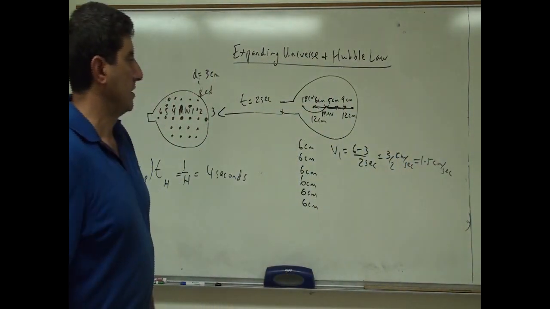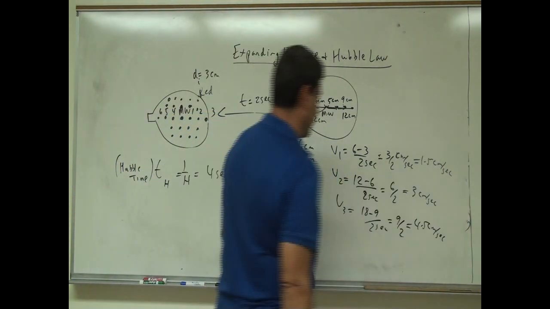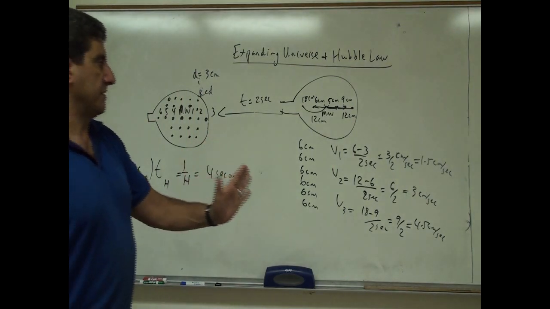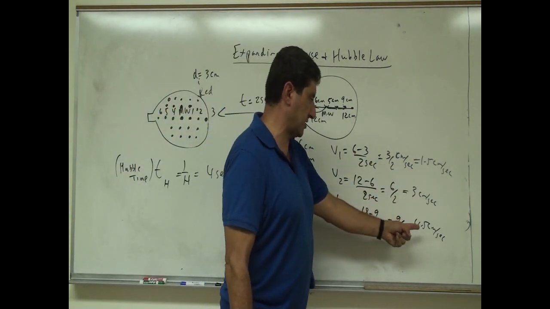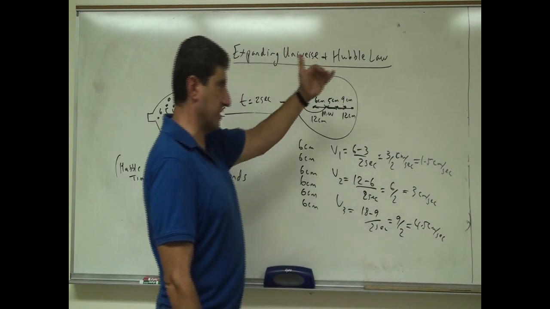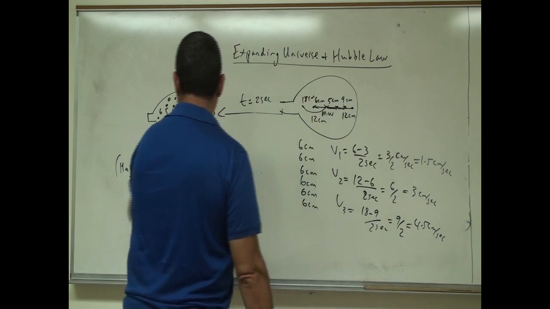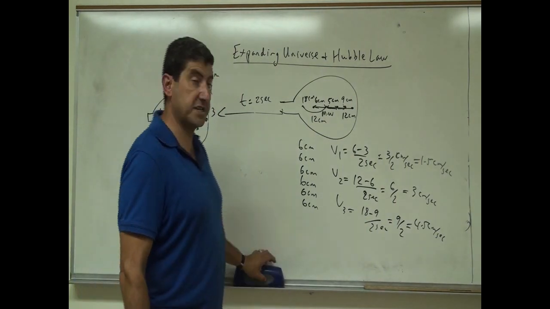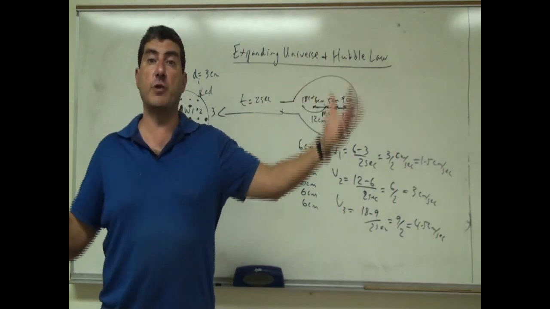All right? So then velocity of galaxy number 2, and so on. So you can kind of see, instead of becoming 1 centimeter per second, 2 centimeters per second, 3 centimeters per second, it's 1.5, 3, and 4.5. Now they're moving even faster, right? The galaxies are moving faster away from you because why? Because they've moved farther away, right?